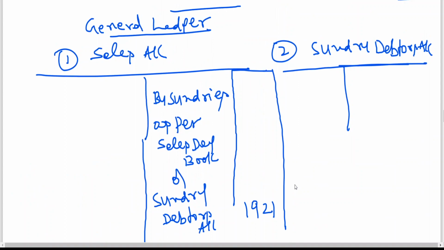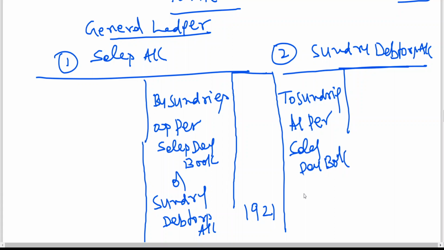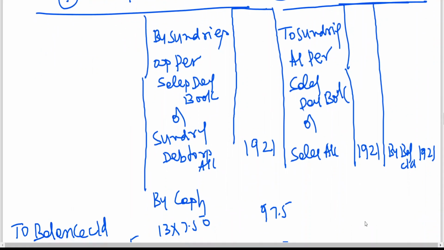2018.5 is not asked for in the ledger, but just for information I am opening it. Now sundry debtors, here you write to sundries as per sales day book, or you can write sundry debtors account to sales account also. Here you should write only credit sales. So by balance carry down, how much? 1921. I think you all are following.